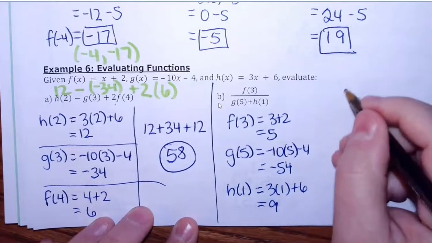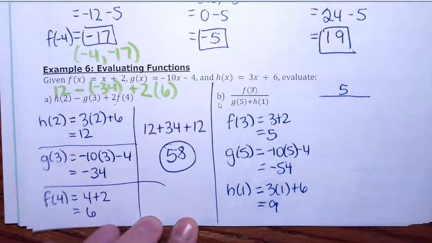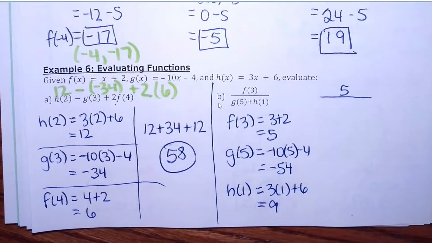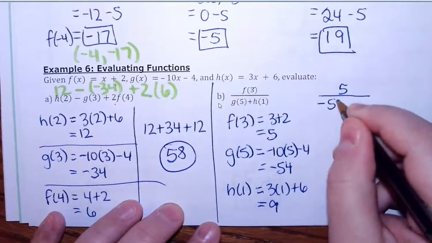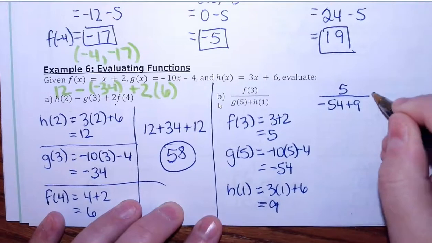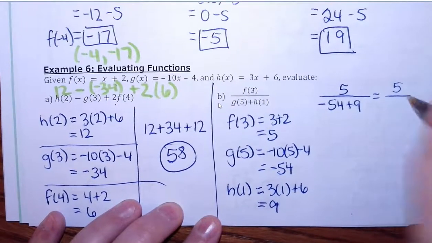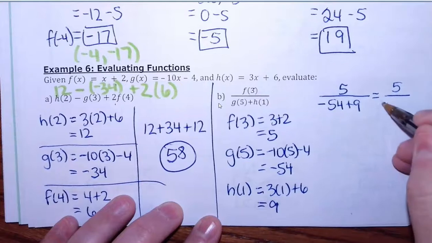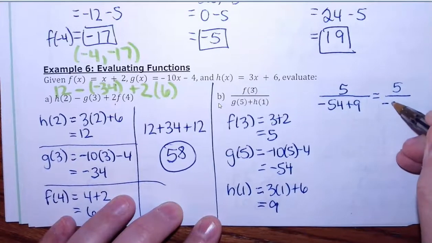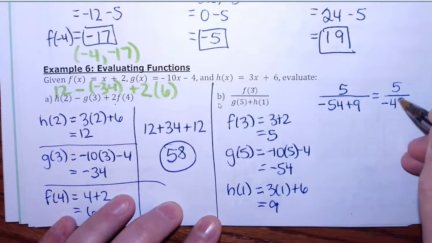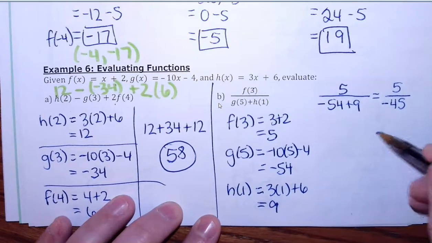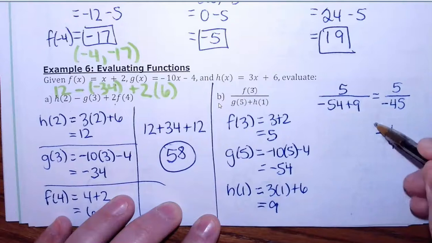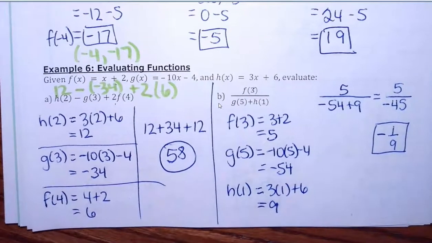So the top of the fraction is going to be 5. Now, when you do this problem, the bottom of the fraction acts kind of like parentheses. You need to simplify the bottom before we do the division here. So this is going to be negative 54 plus 9. Don't do the division. We want to simplify the bottom first. Negative 54 plus 9 is going to be, let's see, negative 45. And then here, if you can, which we can here, this can be reduced. This is going to be negative 1/9 as my final answer. So there we're just evaluating the function.